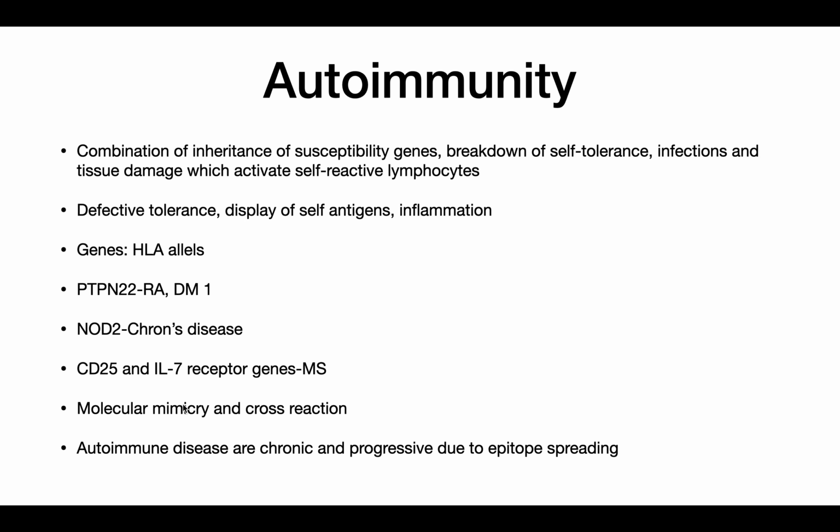There can be something called molecular mimicry, where the pathogens will try to evade host immunity by mimicking the surface antigens of the host cells, but that actually ends up with the body's immune system attacking the host's actual tissue. And the autoimmune diseases are all chronic and progressive due to the epitope spreading.